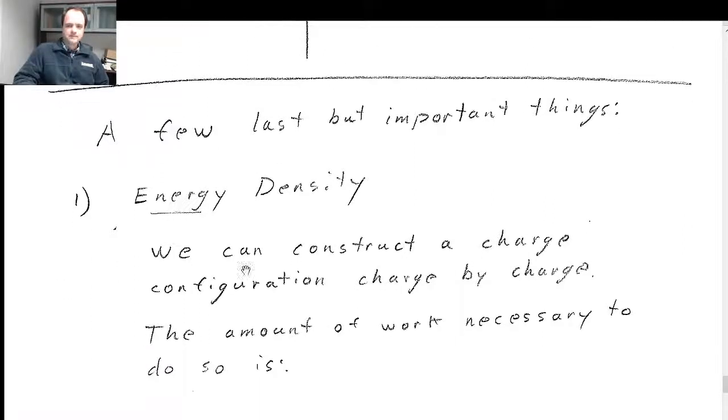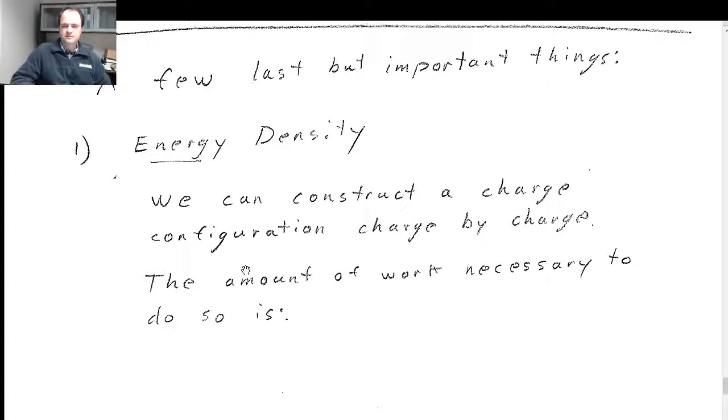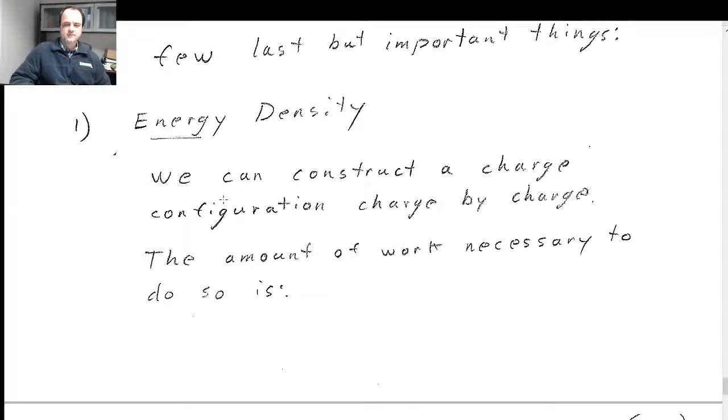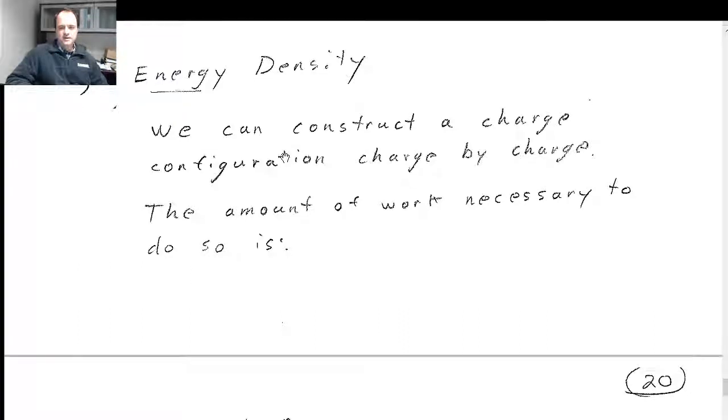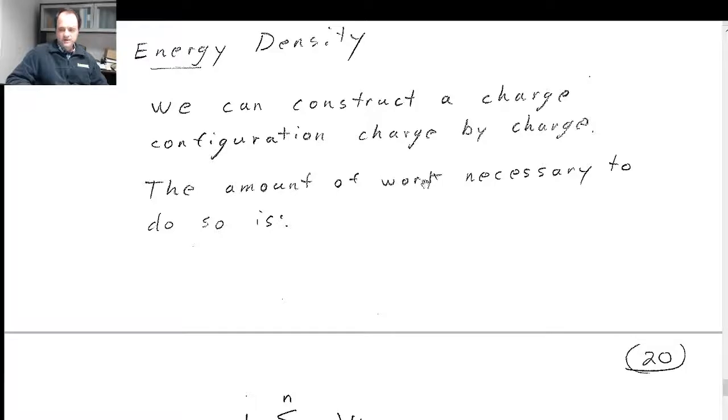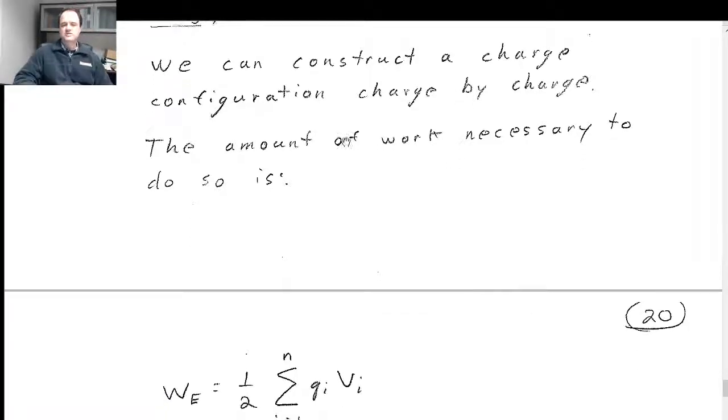All right, a couple last but important things to say. First of all, energy density. We've sort of gone right past that. We could have introduced this back when we looked at electric fields and electric potentials, but we sort of needed those constitutive relations first before we can dig into this. So I'm not going to go through the detailed derivation. It's really simple. It's in Griffiths, it's in Sadiku, about how you figure out the amount of work necessary to put together a certain charge configuration, charge by charge.